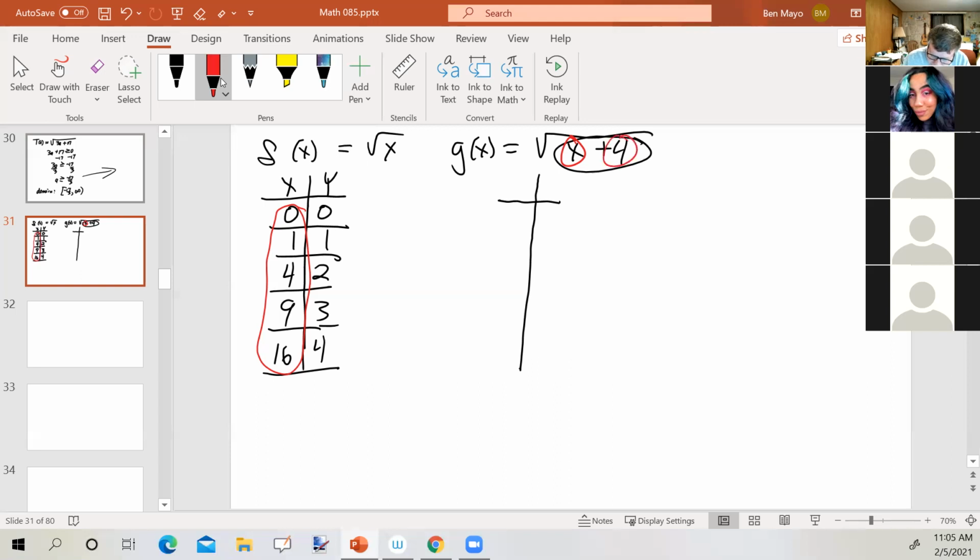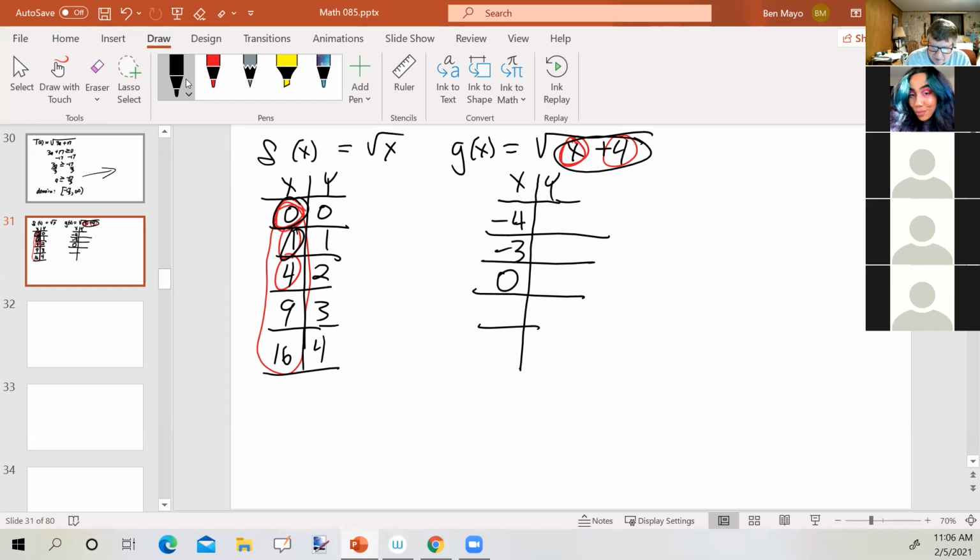Okay, so if we're going to add 4 here, my X values need to be what? 4 less than these. Let's see if you can follow what I'm getting at here. Okay, what's 0 minus 4? -4. Good. What's 1 minus 4? -3. What's 4 minus 4? 0. What's 9 minus 4? 5. What's 16 minus 4? 12. Great. Now, looking at those numbers, 0 is the only one there that's a perfect square, isn't it?